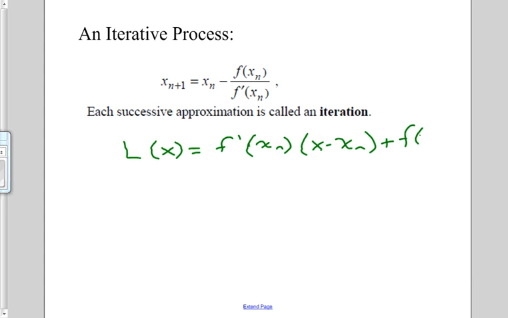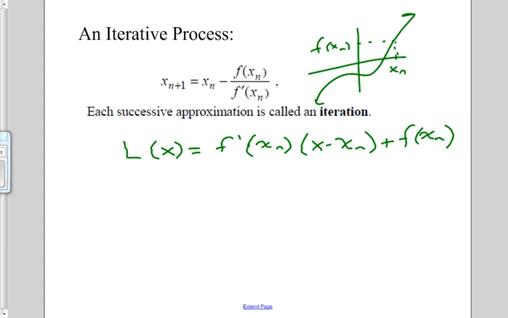So f of x sub n. Just to be very clear, here you've got your function. If we're predicting the 0 is there, that's x sub n. Here's f of x sub n, and this has a slope that equals f prime of x sub n. So we get the line, slope, and then our point. So when we approximate the 0 with this line, there's always going to be a 0 there.